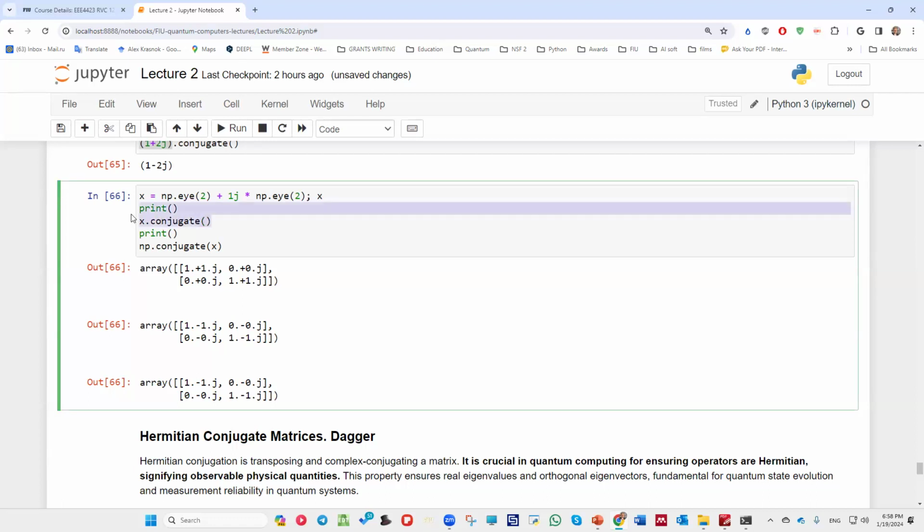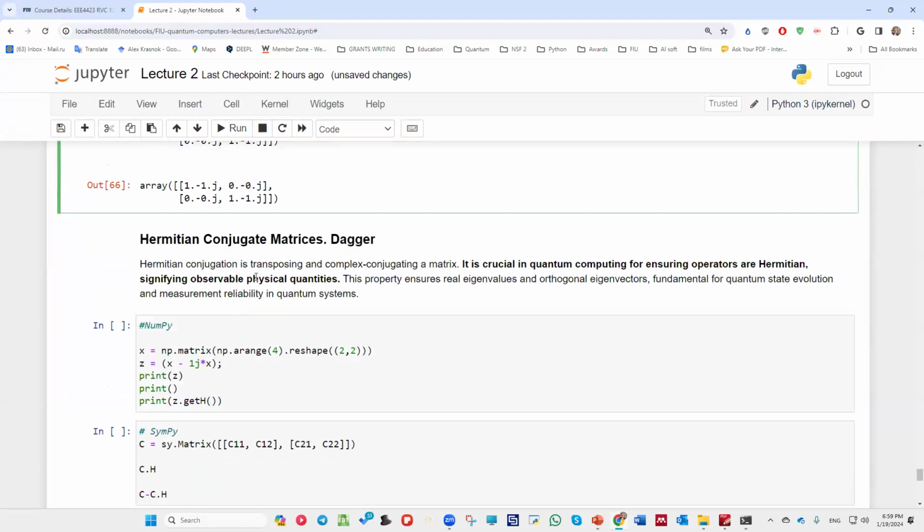There are two ways to call this function conjugate, either this way as a method or as a function, numpy.conjugate, and then you put the name of the matrix between parentheses.